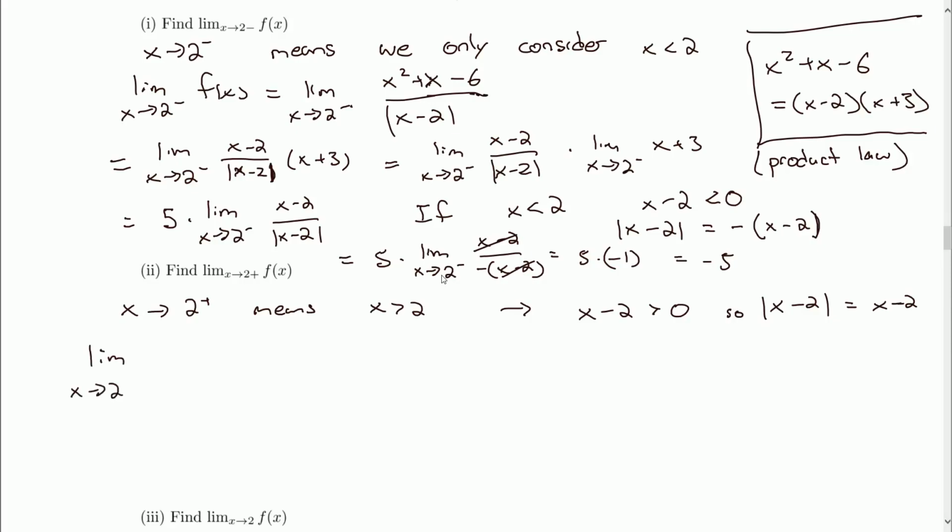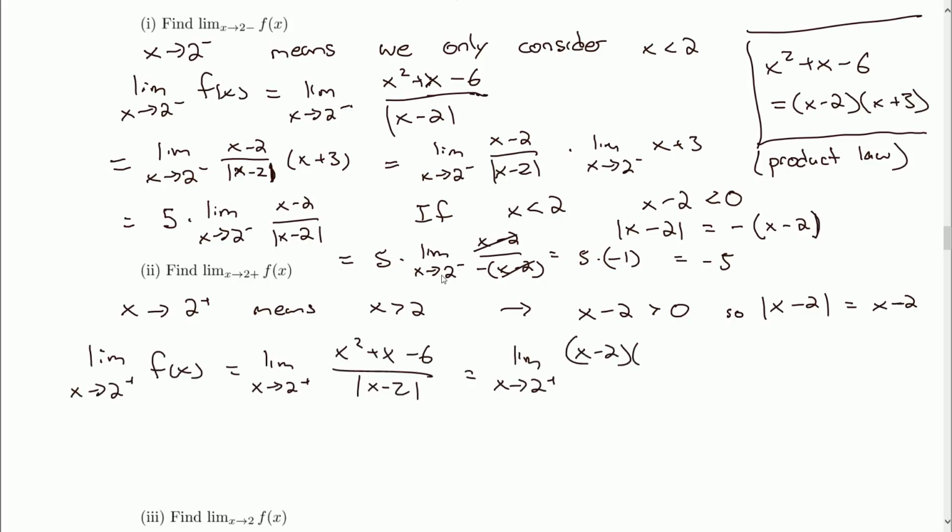So the limit as x approaches 2 from above of f of x is the limit as x approaches 2 from above of x squared plus x minus 6 all over absolute value of x minus 2. But in this case, that's going to be the limit as x approaches 2 from above of x minus 2 times x plus 3 all over x minus 2, because I was able to simplify this absolute value of x minus 2. Now these cancel out, and we're left with the limit of x plus 3, which is 5. See how much faster that one went?